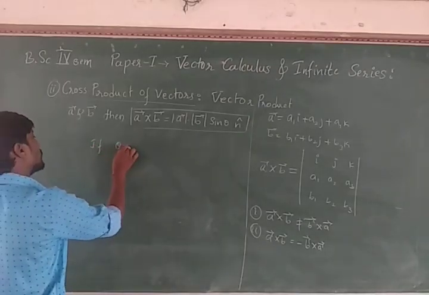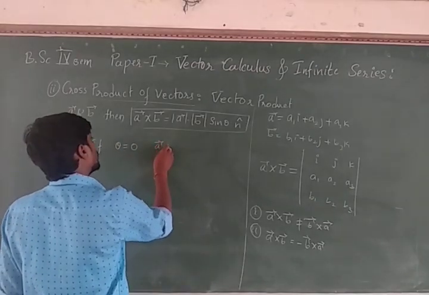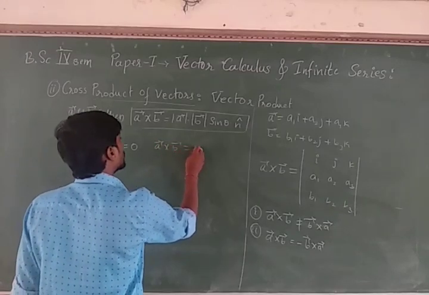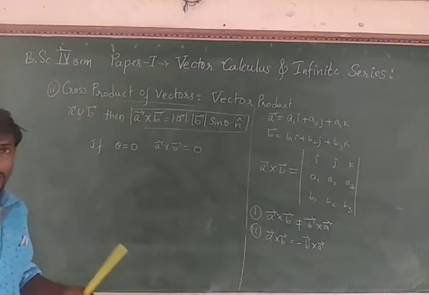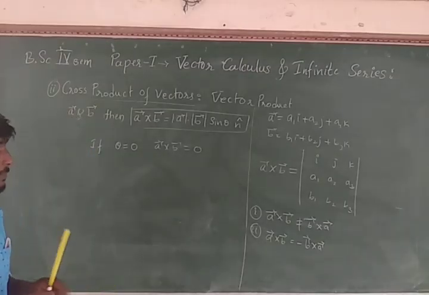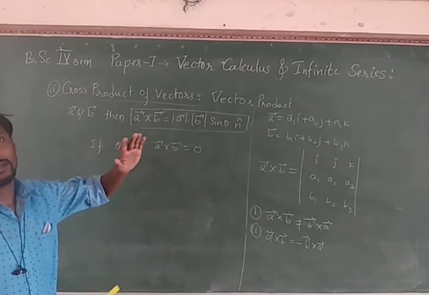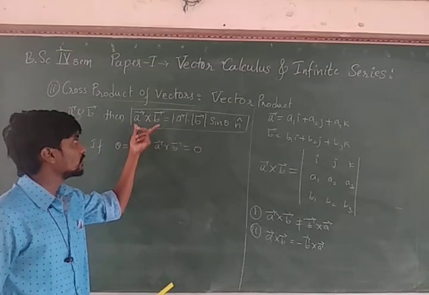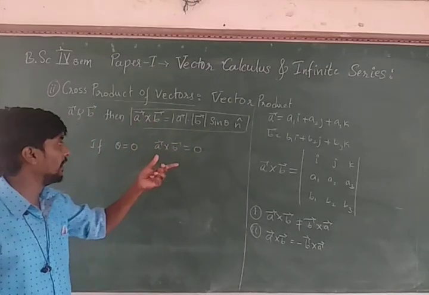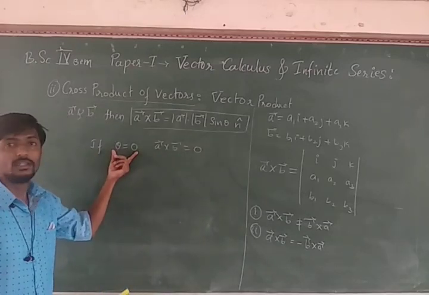If theta is 0, what happens? If theta is 0, then vector A cross vector B is 0, because the sin 0 value is 0. It means that A and B vectors are parallel vectors. What we studied in the collinear vector, the collinear vector is here. So if you have a collinear vector or parallel vector, then A cross B value will be 0. That's why the angle is 0 here.